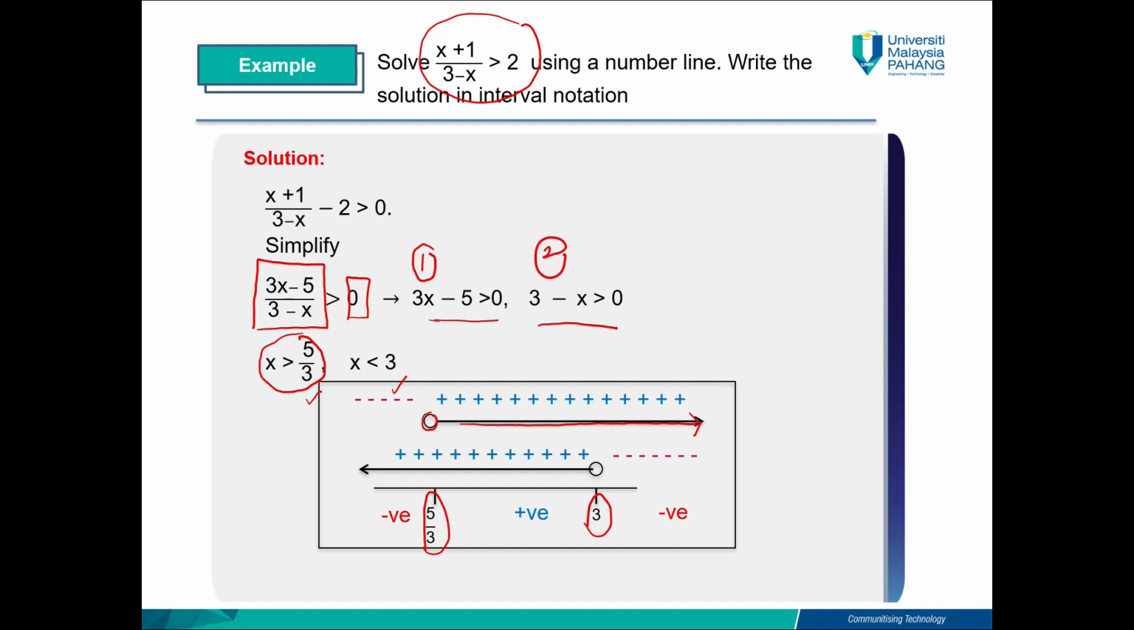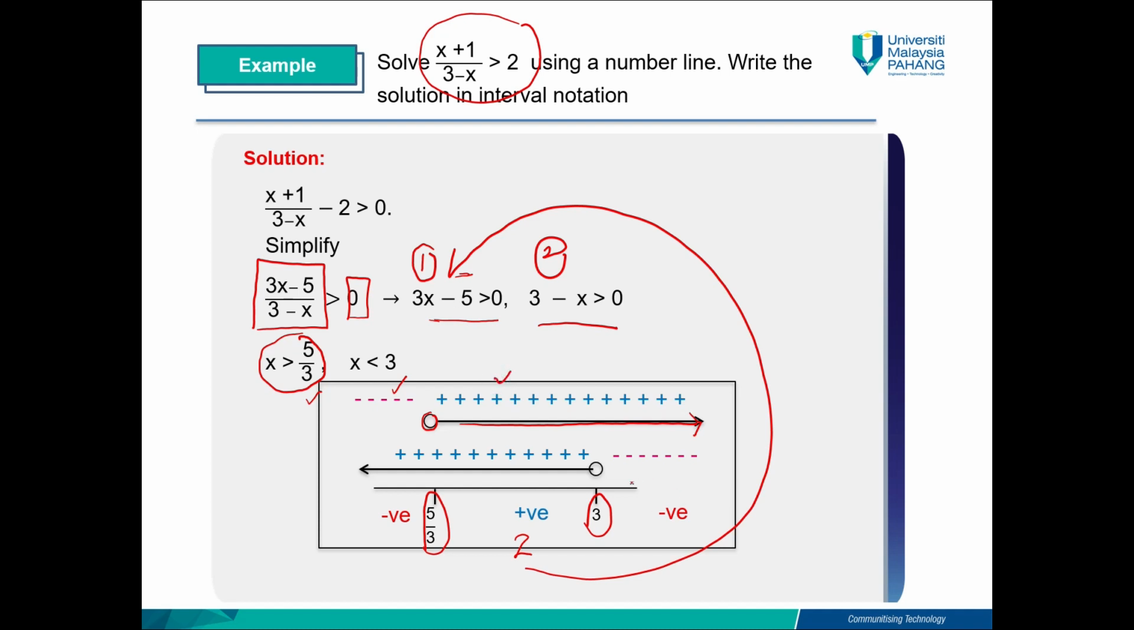Alright, so next we choose one value between 5/3 and 3. Let's say 2. So the number 2 into this expression. So 3 times 2 is 6. 6 minus 5 is 1. So we have a positive.